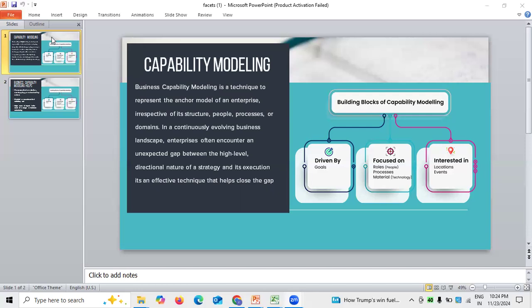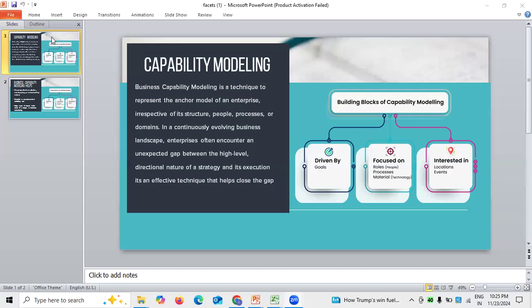there are different techniques which normally we use. One of the techniques in enterprise level transformation in the healthcare sector is called capability modeling. Generally, this is a technique majorly useful to develop a model for any kind of enterprise, irrespective of the size of the organization. It can be of any structure, it can be of people, or it can be of process or domains.